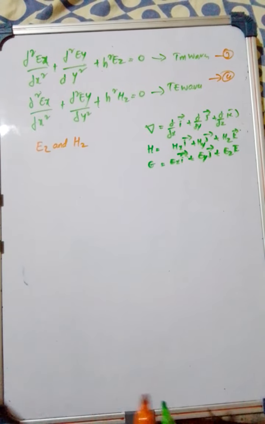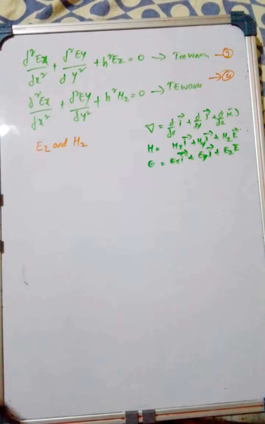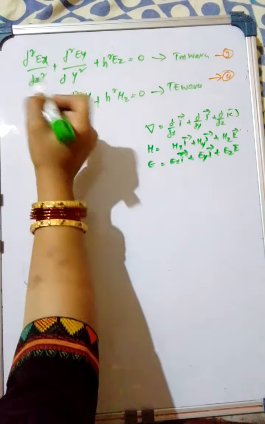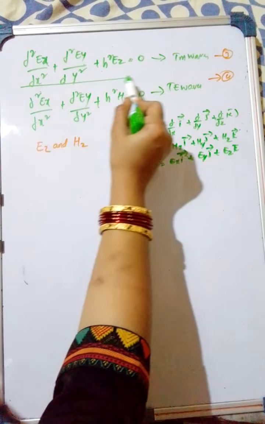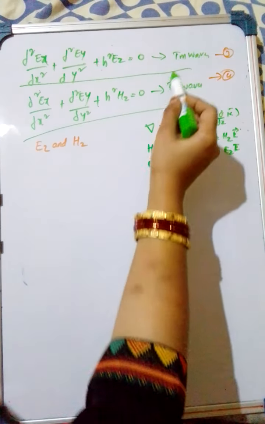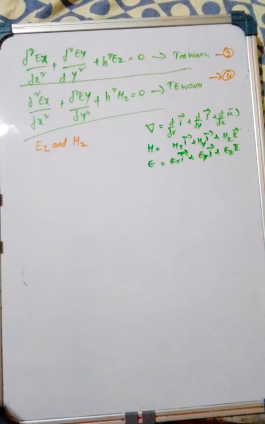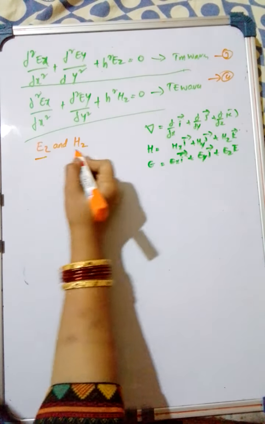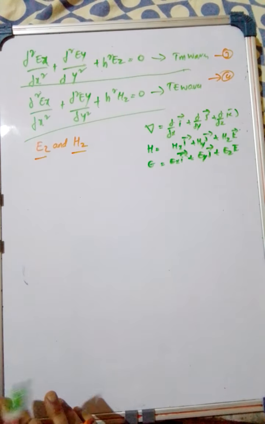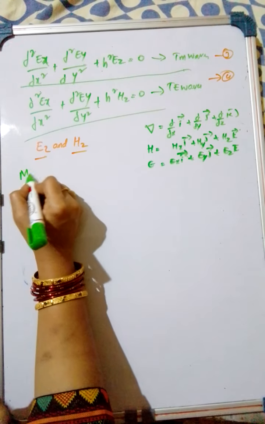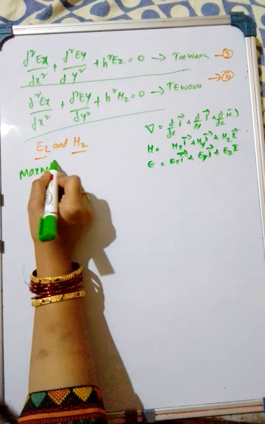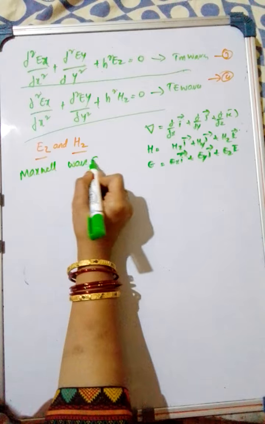In this video lecture today, I am going to discuss TM waves as well as TE waves. Previously, we got two equations, that is of TM waves as well as TE waves. Now, I am finding the values of Ez and Hz by using Maxwell's wave equation. What is Maxwell's wave equation?